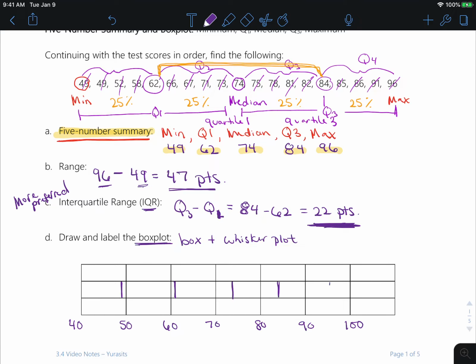Now remember that the IQR is that middle 50%, right? And so that's really important to us. So that's why we box it off.